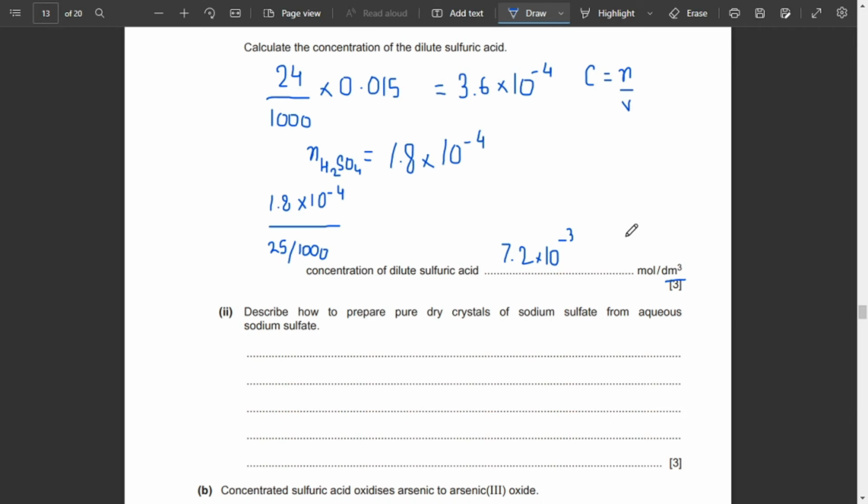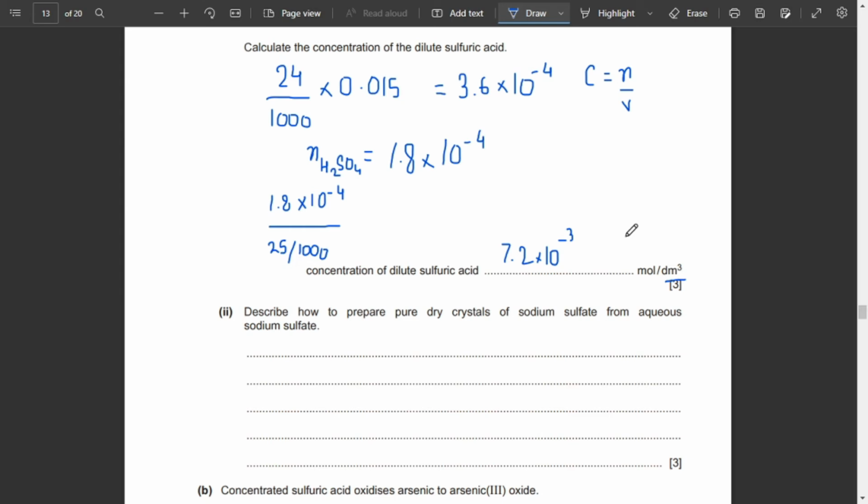Moving on to part 2, describe how to prepare pure dry crystals of sodium sulfate from aqueous sodium sulfate. For this, this is a crystallization method. You can describe the entire crystallization method as you do. First of all, we evaporate this solution until it reaches the crystallization point. The crystallization point is achieved when the solution is saturated. And then after it we filter out all the crystals and wash them with cold distilled water.